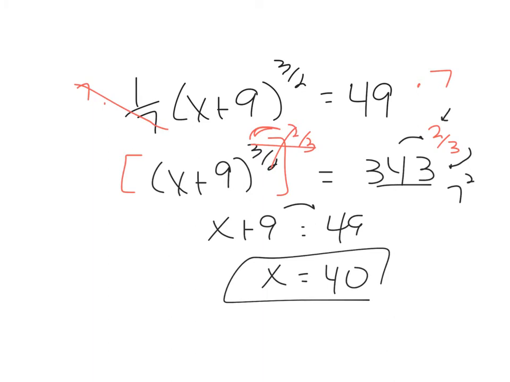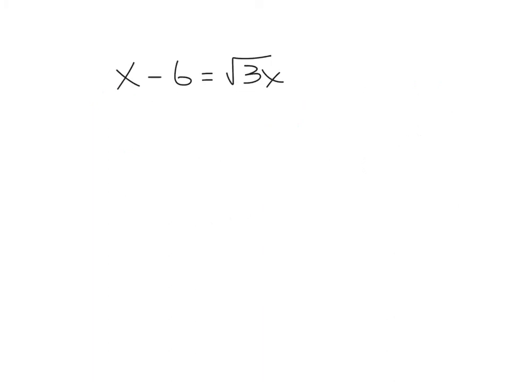But you do have to remember how to do fraction exponents. Okay, last problem of the video. Here we go. This one does have a radical. It says x minus 6 equals the square root of 3x. Obviously, when you get rid of the square root, you have to square both sides. That's a big deal. Square both sides.